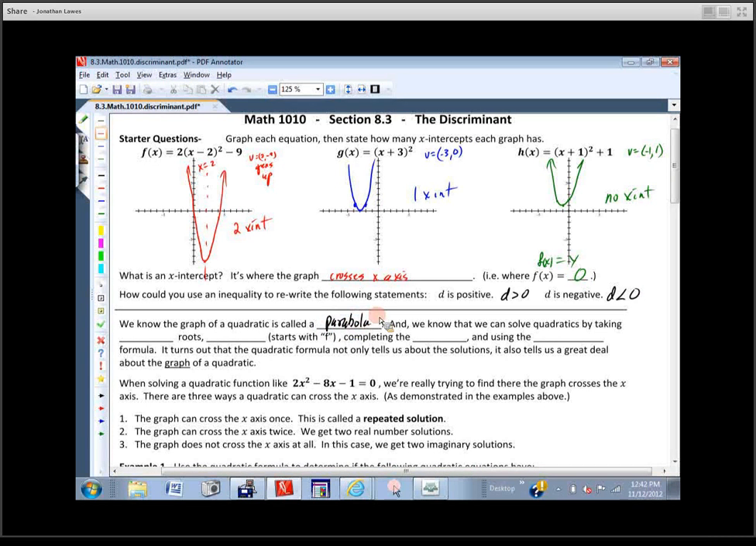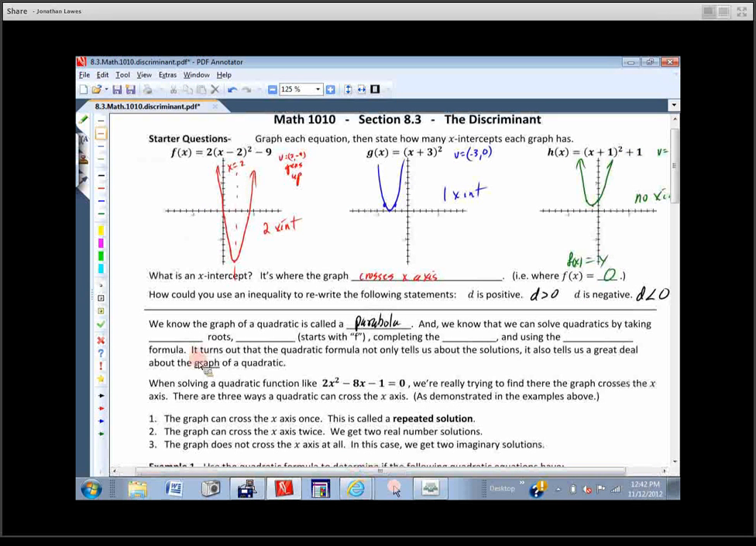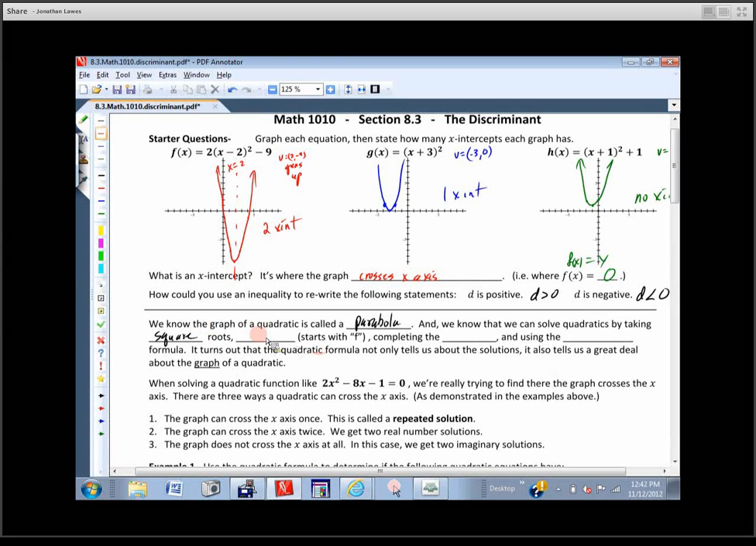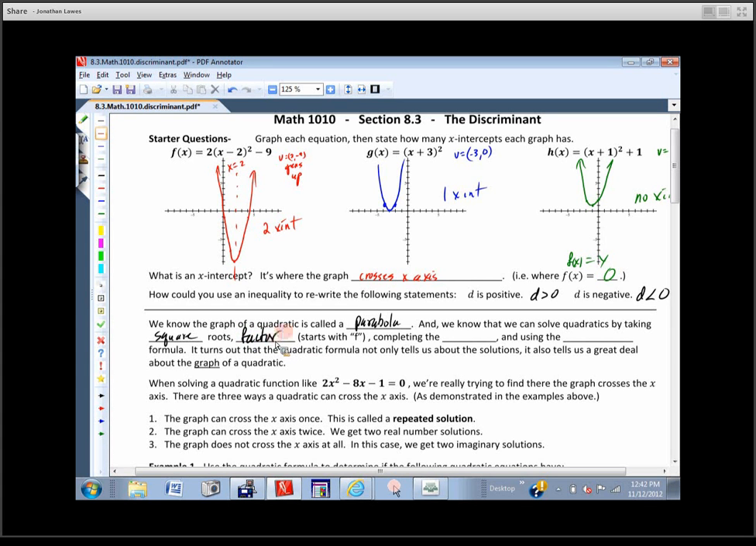Okay? So we know the graph of a quadratic is called a parabola. And we know that we can solve quadratics by taking what type of roots? Okay, so we learned how to solve them. If there happens to be a perfect square, we can take square roots. We can also do this. It's the math F word. What is that? Factor. Okay, and factor actually works out pretty nice. Or we can complete the square. And what was the last technique we learned? Quadratic formula, using the quadratic formula.